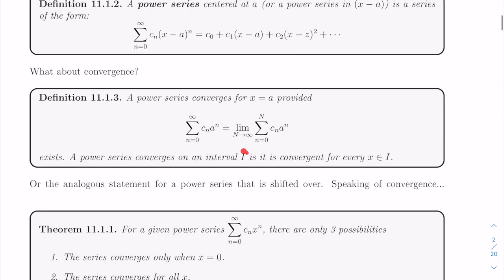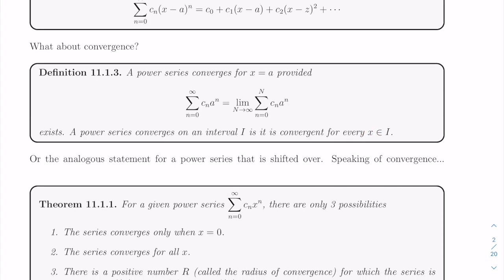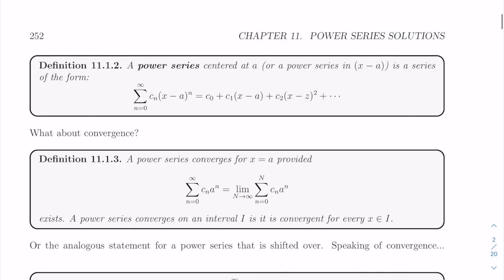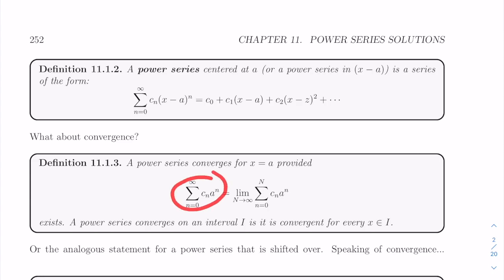If it converges on an interval I, we say it converges on interval I if it converges for every x in that interval. Okay. We have a very similar statement when this thing is shifted over. So whether you're dealing with one like this or one like this, you can say all the same things. You're just substituting in x minus a.